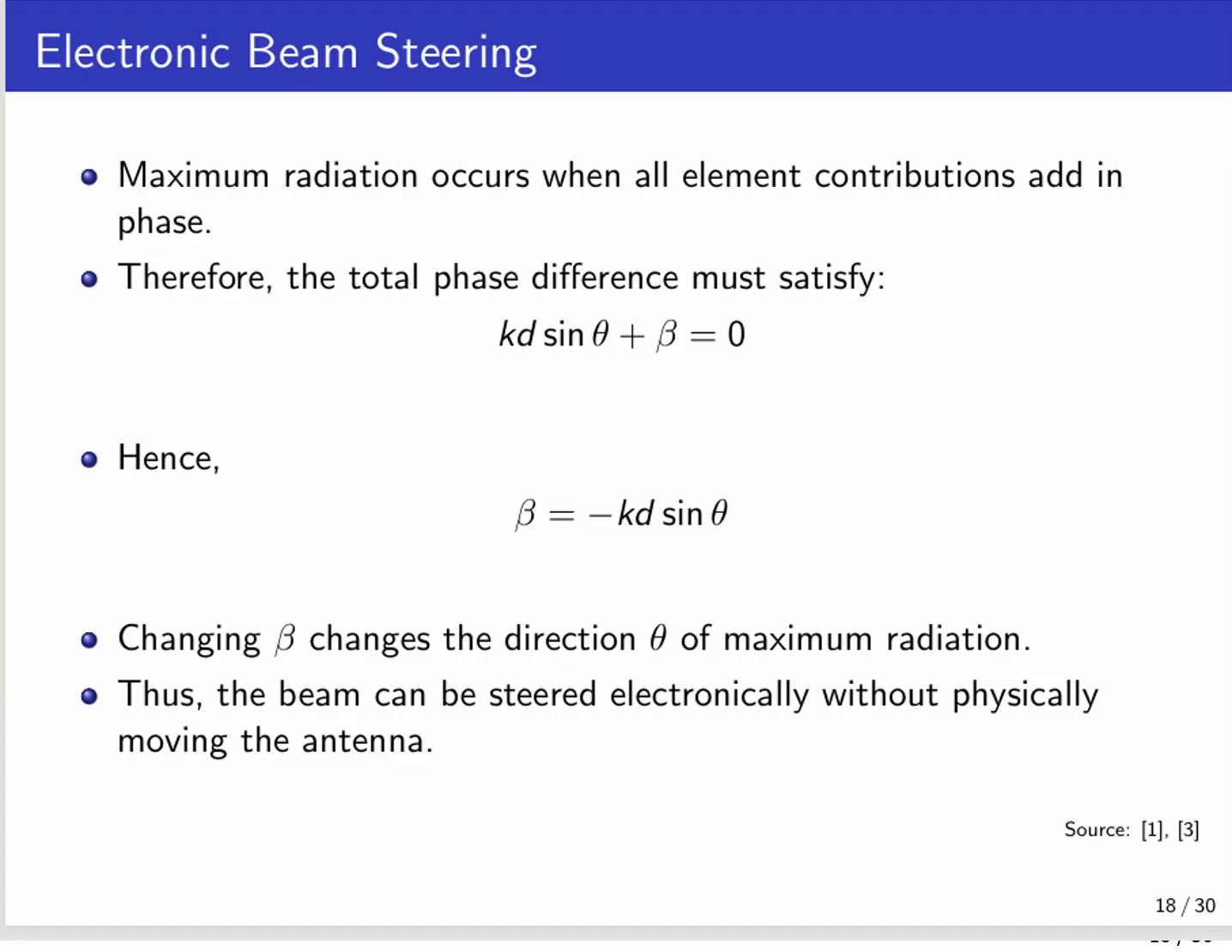So we are having phase shifters. We are having beta, our excitation phase, which we can give to our antenna elements. So when the progressive phase difference due to geometry is compensated by the excitation phase given by us, then we can get constructive interference. Therefore, we need to give an excitation phase which is equal and opposite to the propagation phase. Hence, changing beta will change the direction of the maximum radiation. In this way, the beam can be steered electronically without physically moving the antenna.